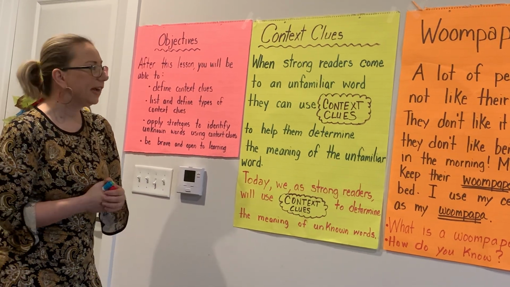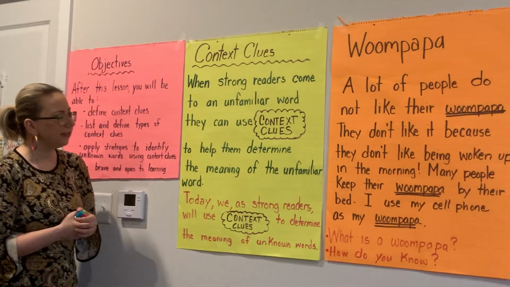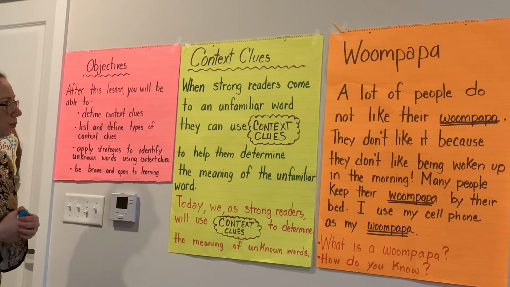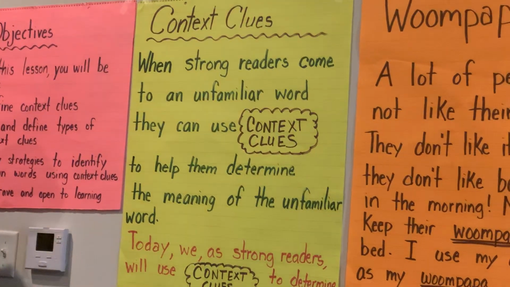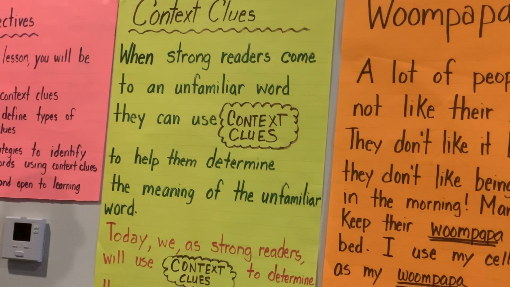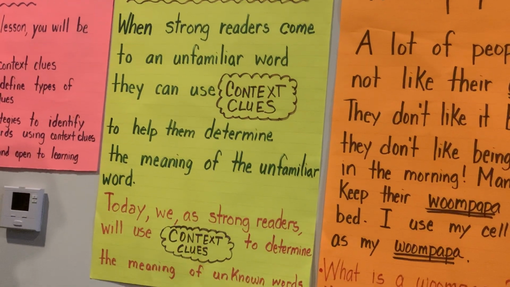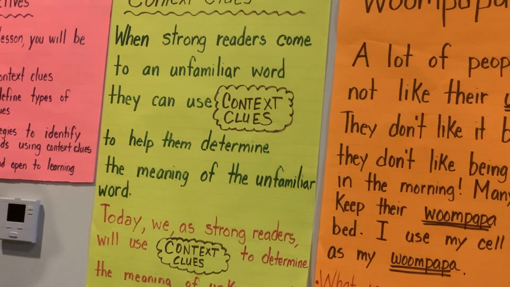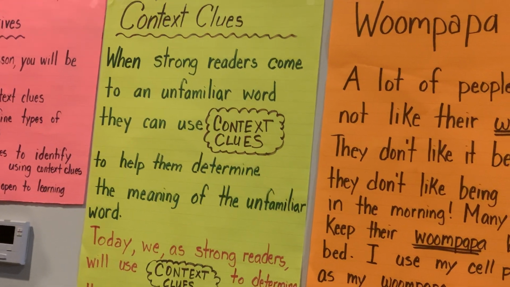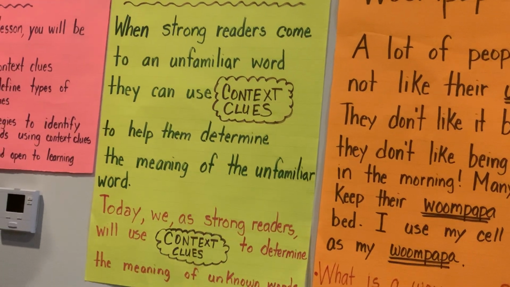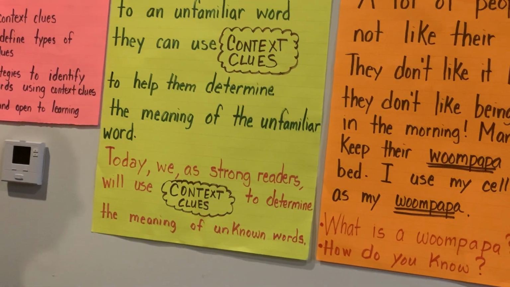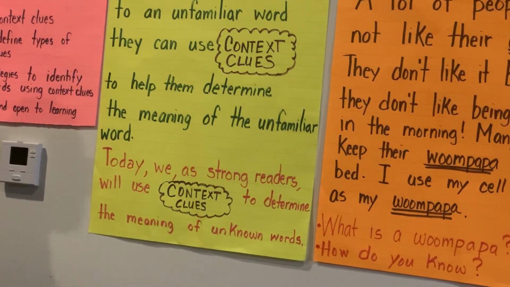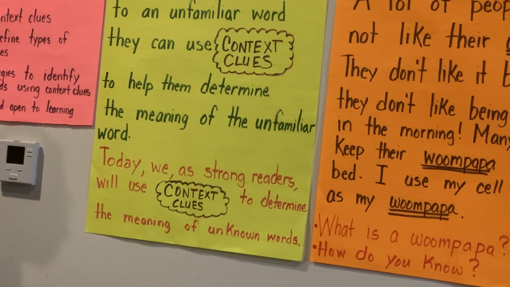So again, I just want to focus you on the definition of context clues. Context clues are strategies that readers use when they come to an unfamiliar word to help them determine the meaning of that word. And today, we are going to use context clues to determine the meaning of unknown words.